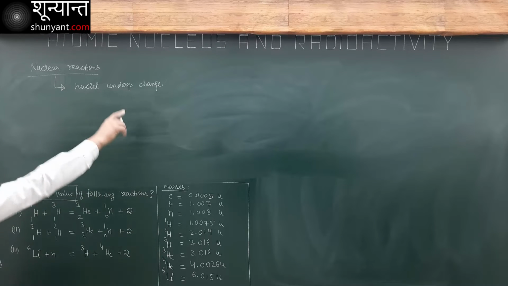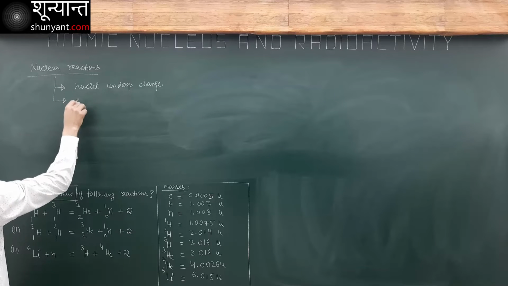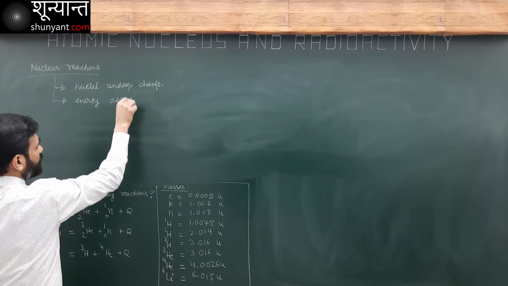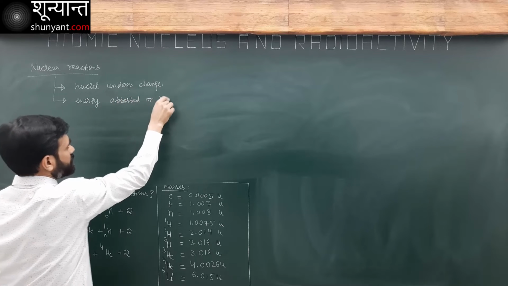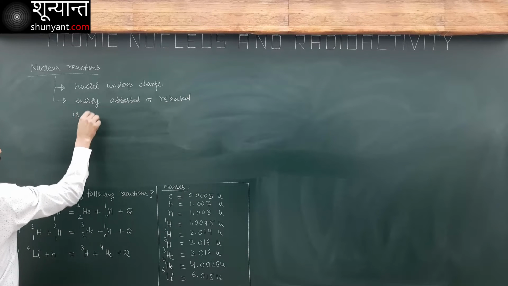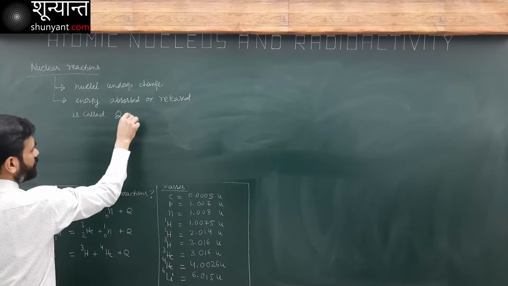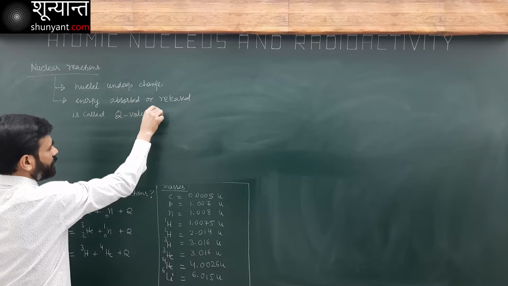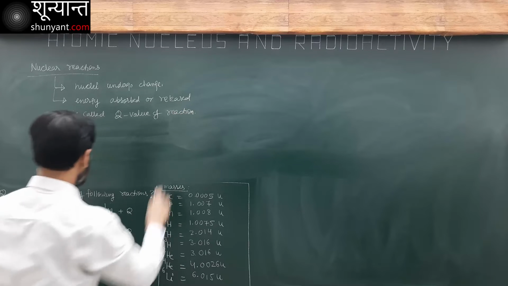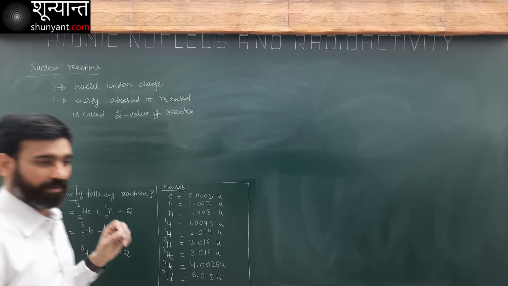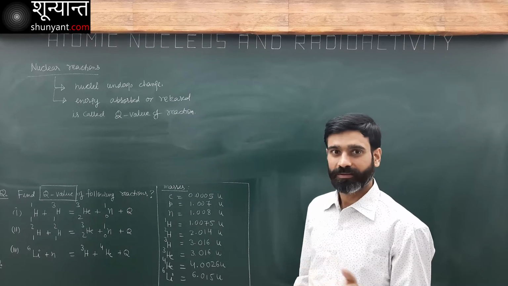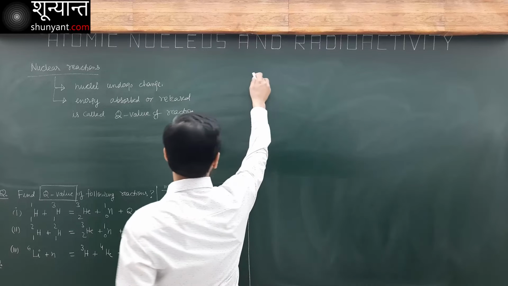Nuclei undergo change. The energy absorbed or released is called the Q value of the reaction. So in each of these processes, energy is either going to be absorbed or it is going to be released.